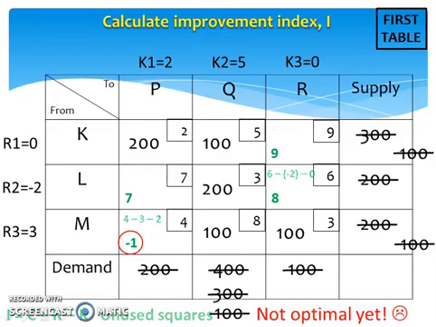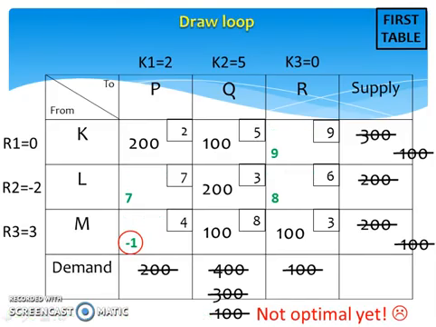Now what we need to do is draw a loop for the square with negative improvement index. To draw the loop, first put a plus sign at this square, and then move to the right to this square and make a stop, and put a minus sign at this square. Now from here, move up to this square, make a stop, and put a plus sign. And then move to the left to this square, make a stop, and put a minus sign. Finally, go back to the original square, and we got a loop.